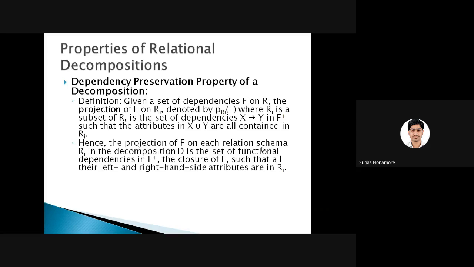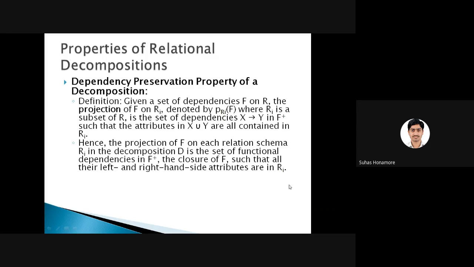Then dependency preservation. Whatever functional dependencies are given in R should be there in our decomposed tables. If I have a functional dependency X to Y in R, then whenever I decompose into, say, tables T1, T2, T3, that X to Y should be there in any one of the tables, either T1, T2 or T3. If it is not there directly, I should achieve it by using the closure of F.